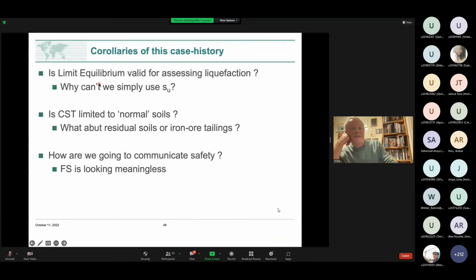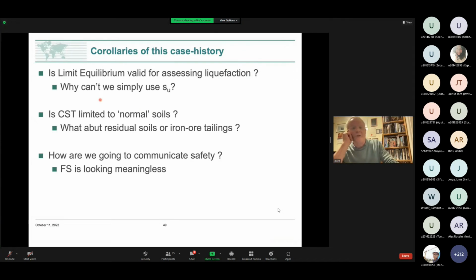And the first one is: is limit equilibrium valid for static liquefaction? Most of my colleagues, most of the consulting engineers I know, always complain: why do we have to use finite element analysis? Why can't we simply use an appropriate choice of Su? The next question is, you find people say, okay, we understand this critical state theory and so forth.